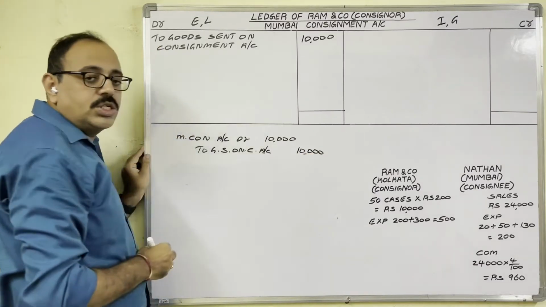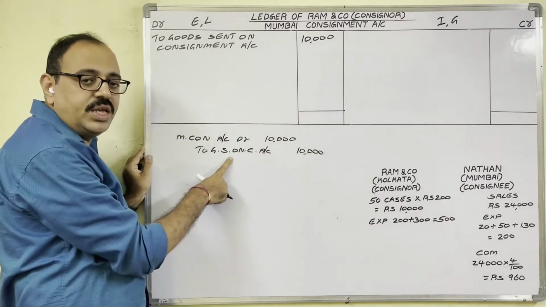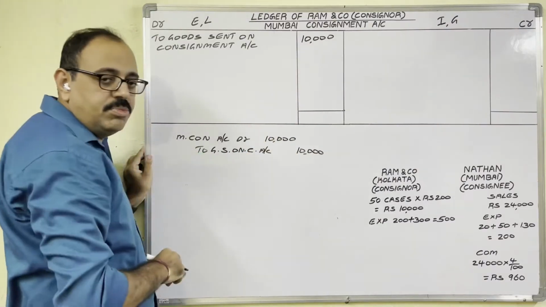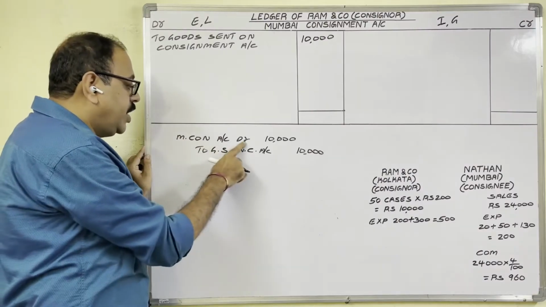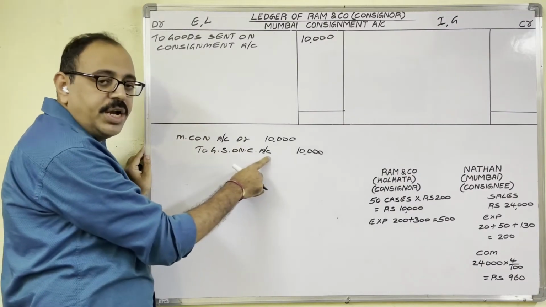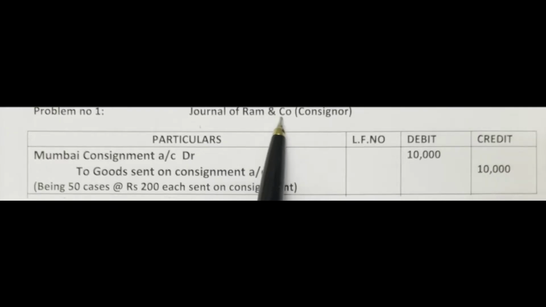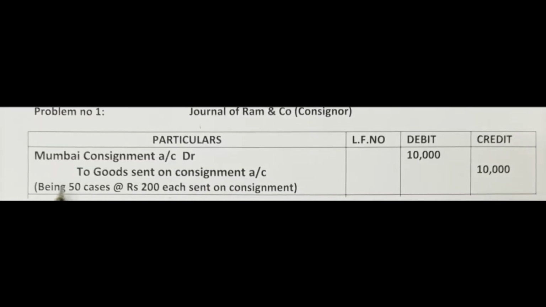So in consignor's books, this is the first journal entry. When goods are sent on consignment basis, in consignor's books entry is Mumbai consignment account debit to goods sent on consignment account. Journal of Ram and Company, consignor. Particulars, ledger folio number, debit, credit. First entry is Mumbai consignment account debit to goods sent on consignment account, 10,000, 10,000. Narration, being 50 cases at the rate of 200 rupees each sent on consignment.